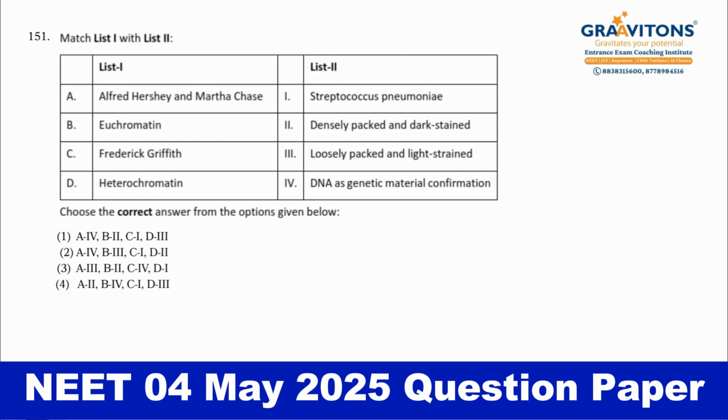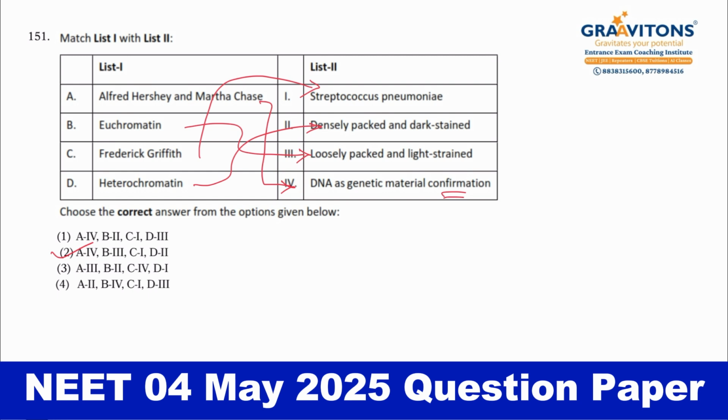The next question, 151. Match list 1 with list 2. So different scientist names and chromatin are given in list 1 and appropriate matches in list 2. So first one, Alfred Hershey and Martha Chase. They have proved that DNA is the genetic material, confirmed. Then euchromatin, it will be loosely packed and lightly stained. So opposite is heterochromatin. And Frederick Griffith, transformation experiment with the study material of Streptococcus pneumoniae. And heterochromatin, it is densely packed and darkly stained. So answer for this question is option 2.